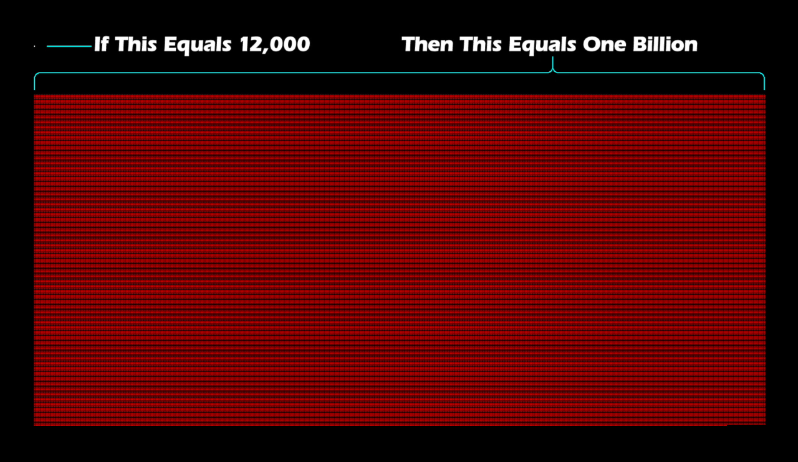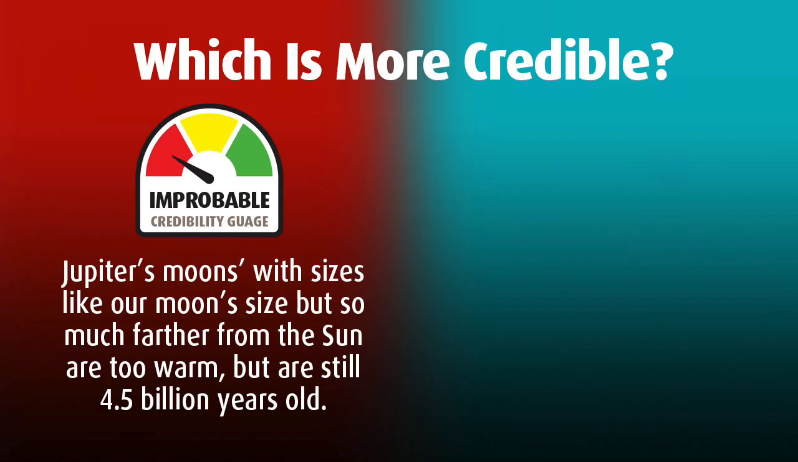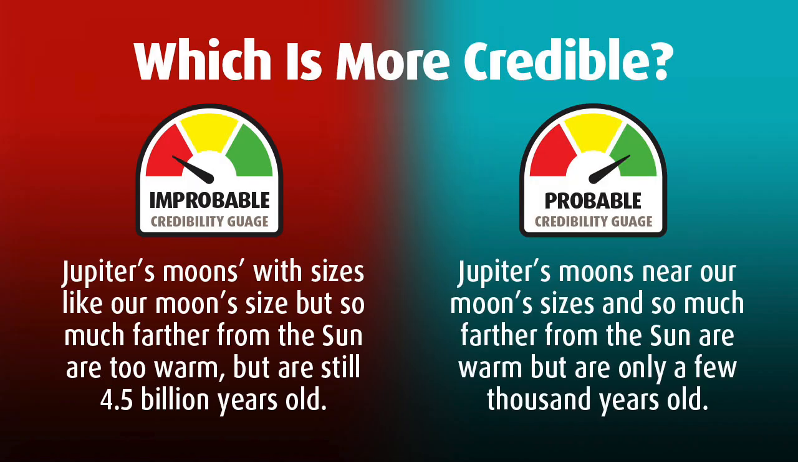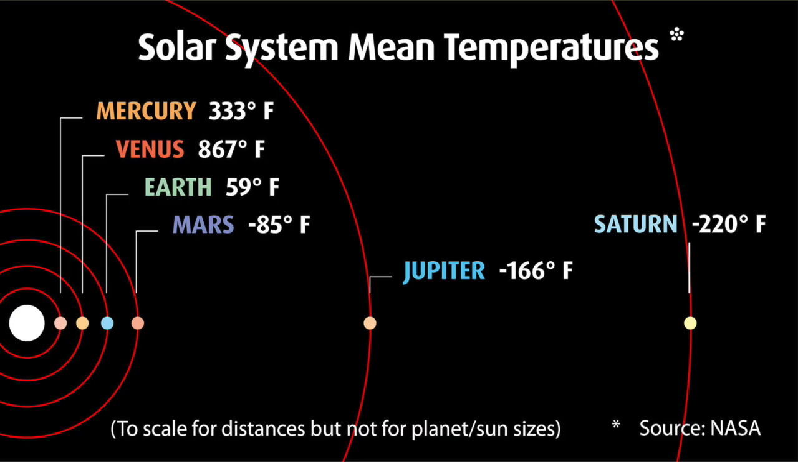12,000 years compared to all of those dots being just 1 billion years, and 4.5 times that to equal the actual age that is proposed for our solar system. So which is more credible? Jupiter's moons with masses like our moon's mass, but so much farther from the sun, are too warm, but are still 4.5 billion years old. Or Jupiter's moons near our moon's mass are so much farther from the sun and are warm, but are only a few thousand years old.